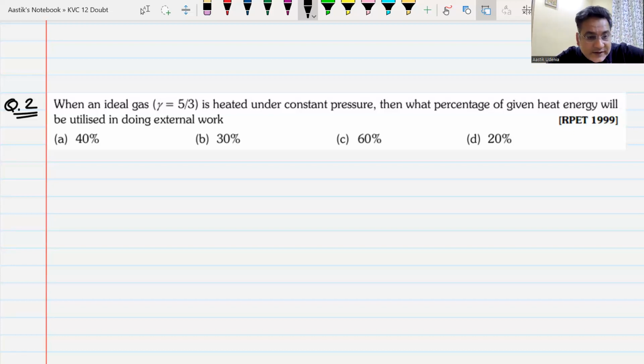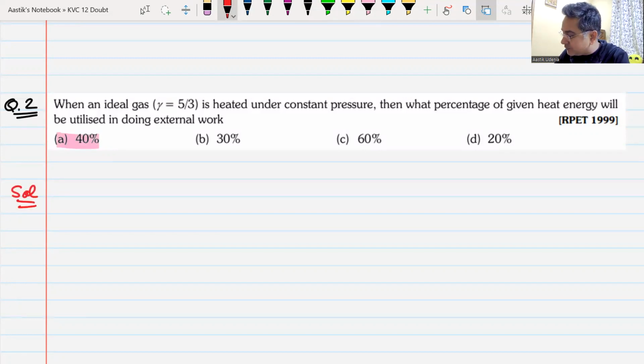When an ideal gas with gamma 5/3 is heated under constant pressure, what percentage of the given heat energy will be utilized in doing external work? And you have 2 minutes to give me the answer and stay happy. But it's good that you got the answer. 40%. How are you supposed to do this?